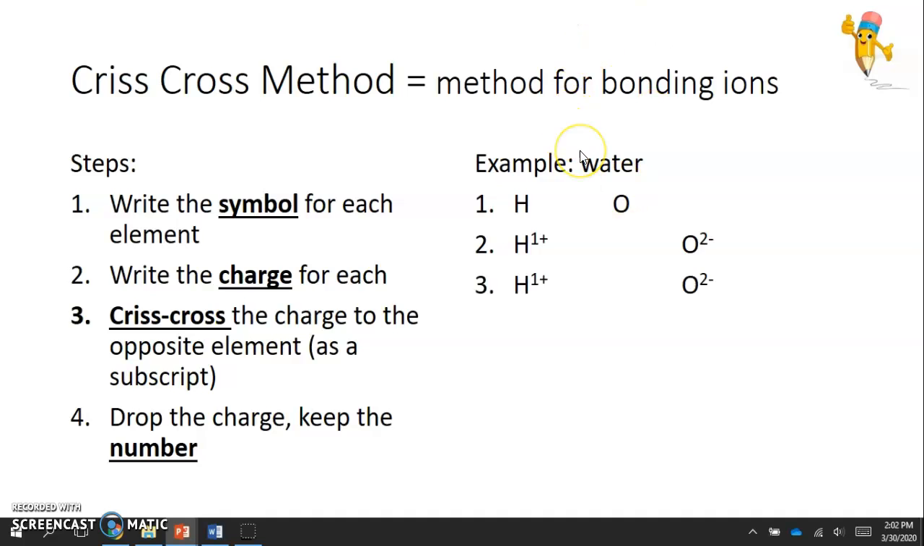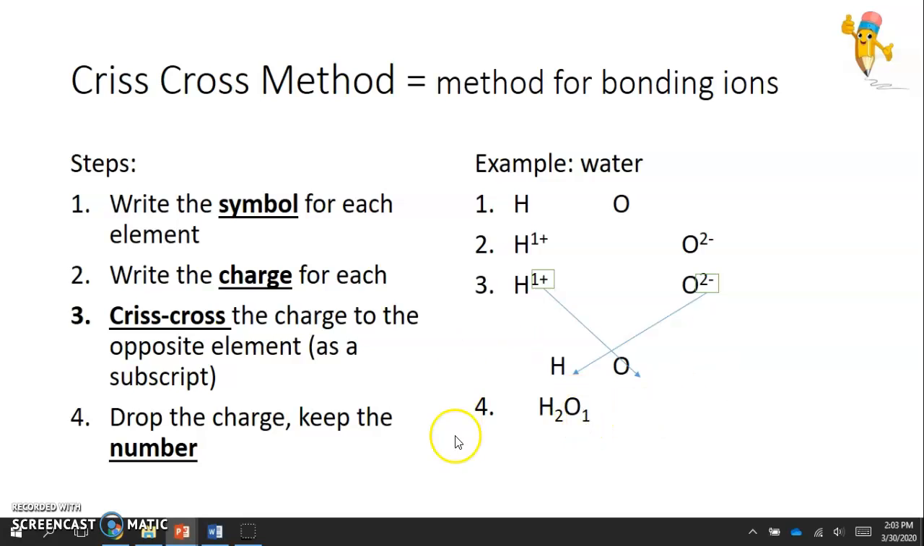When we say crisscross, what you're going to do is take the charge on your element and cross it to the opposite element, okay? So we're going to take this +1 here and we're going to cross it across to this oxygen. And we're going to take this 2- that's over here and we're going to cross it to the hydrogen. Right, so this 1+ is going to go down to our oxygen, and then our 2- is going to go to our hydrogen. You just cross the superscripts to be the subscript of the opposite atom, okay?